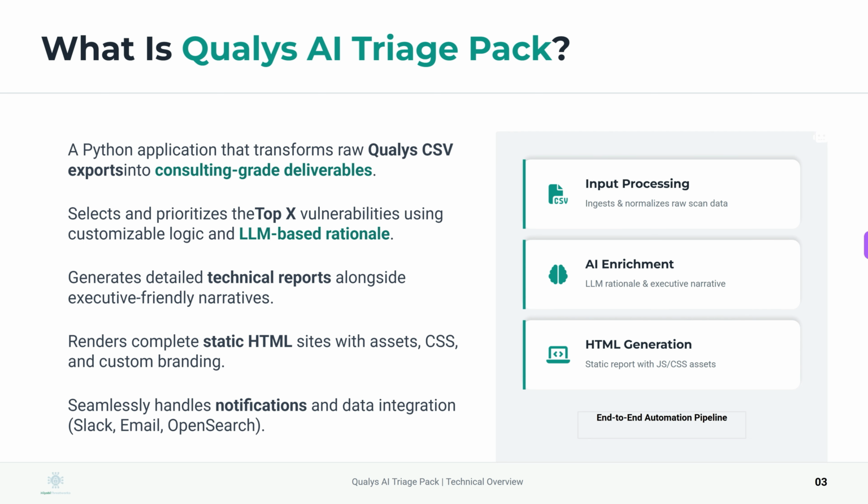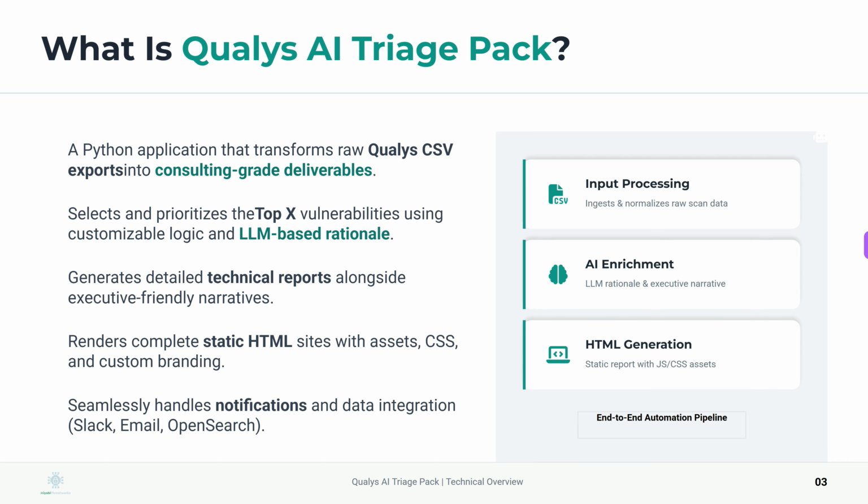Then we generate 2 layers of reporting. First, detailed technical reports, with enough depth for remediation teams and security engineers to act. Second, executive-friendly narratives, concise, structured, and decision-focused. This is what transforms vulnerability listings into risk communication, which is usually the missing piece in vulnerability management programs.